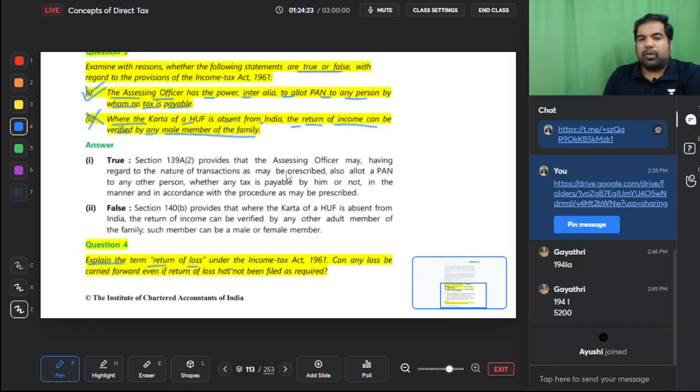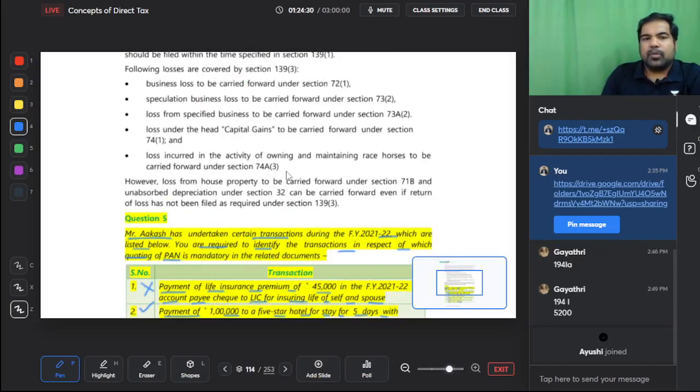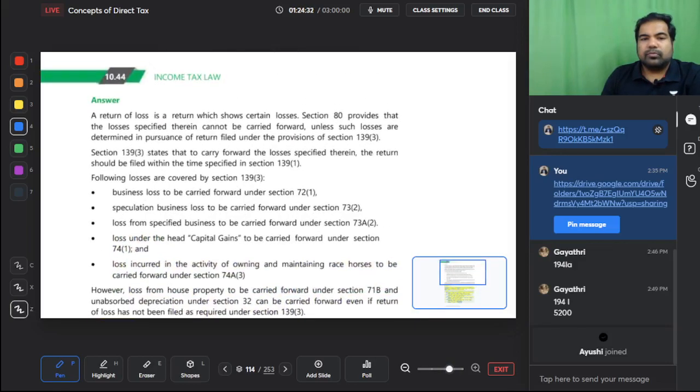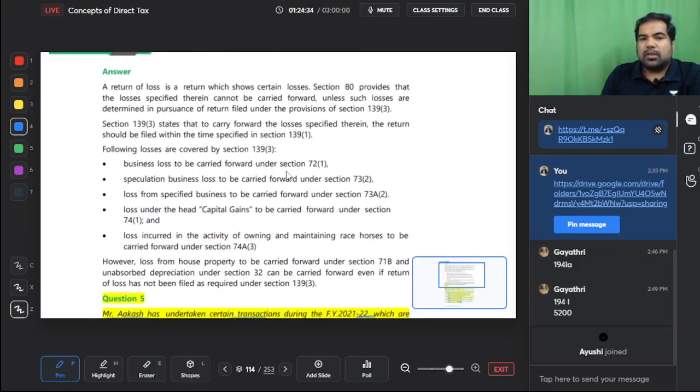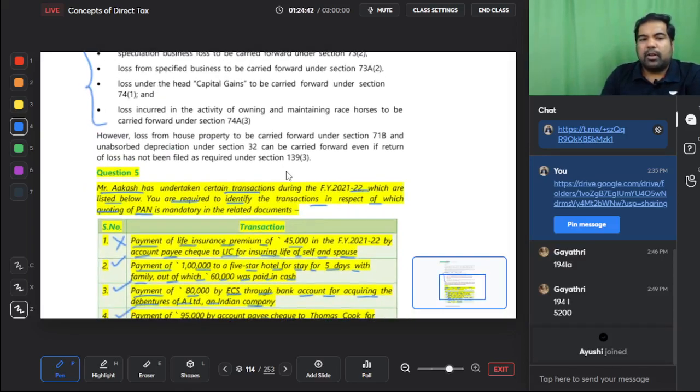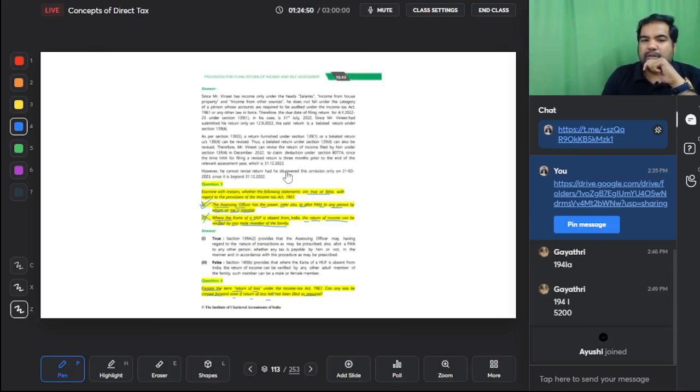Explain the term return of loss. Can any loss be carried forward even if the return has not been filed as required? Yes, there are 4 such losses. A return of loss should be filed. The following losses are covered under 139(3). These losses cannot be carried forward if the return is not filed on time. However, house property loss and unabsorbed depreciation, and they have not given scientific research and family planning, even those can be carried forward even if ROI is not filed on time.